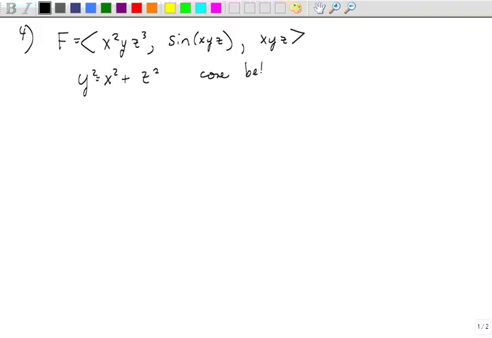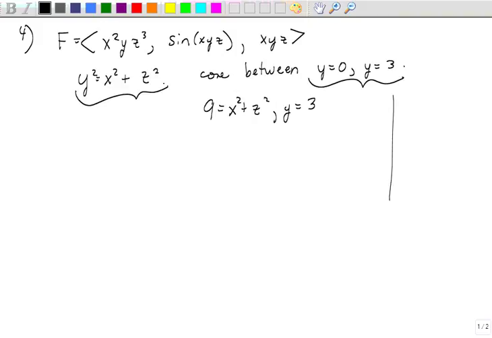You want the part of the cone between y equals 0 and y equals 3. So if you take those values and plug them in, we have 9 equals x squared plus z squared, and y is equal to 3. We have to parameterize that curve. What we're doing is getting the intersection between that and that for the boundary of the surface.